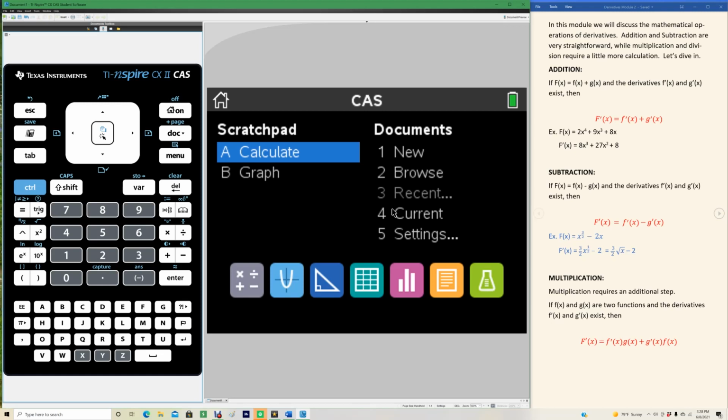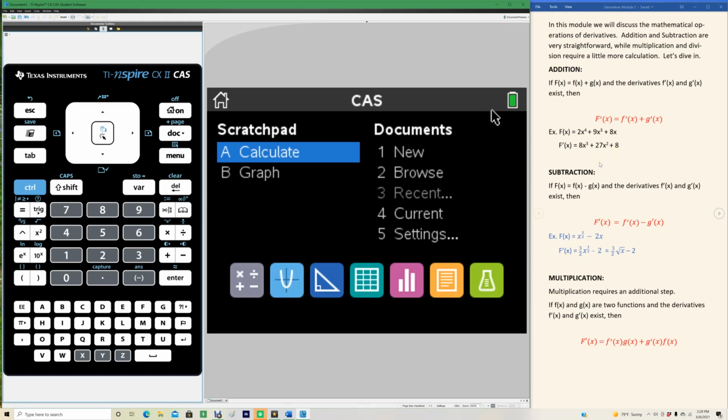Let's start with addition. If capital F of x equals the sum of two smaller functions, f of x plus g of x, and the derivatives of those functions exist, then the derivative of capital F of x simply equals each individual derivative added together. So if we have the function 2x to the fourth plus 9x cubed plus 8x, we simply take the derivative of each one of those terms by itself: 8x cubed plus 27x squared plus 8.